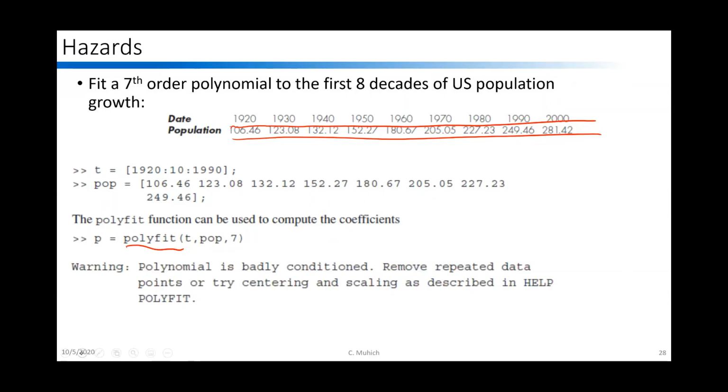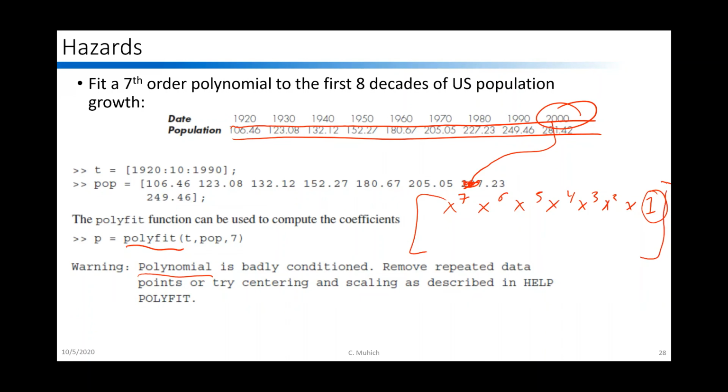When I do so, I'm going to get this warning popping up that says the polynomial is badly conditioned. Remember, if I'm trying to fit this data with a 7th order polynomial, I have my first matrix, which is x to the 7th, x to the 6th, x to the 5th, x to the 4th, 3rd power, squared, 1, and 1. When I take 2000 and put it into x to the 7th, and compare that to the value of x to the 1, it's huge. It's no wonder that I'm going to have a very poorly conditioned matrix.